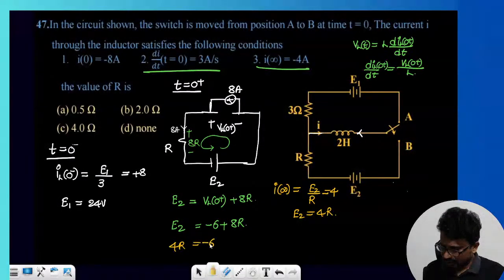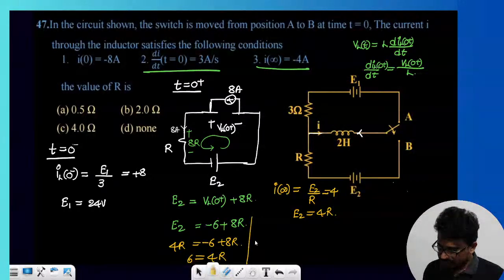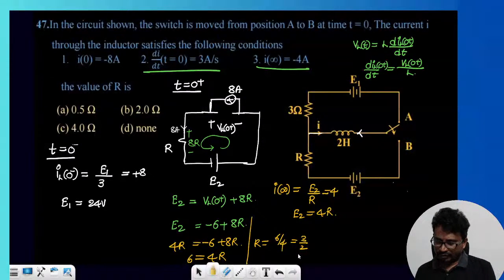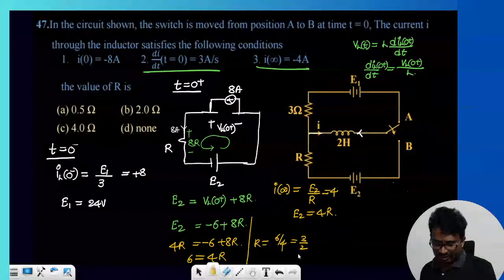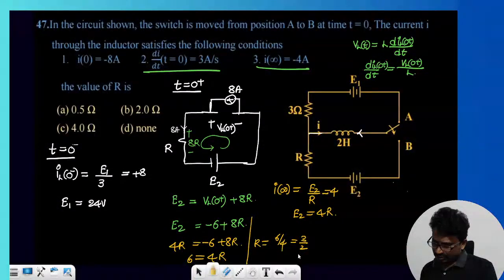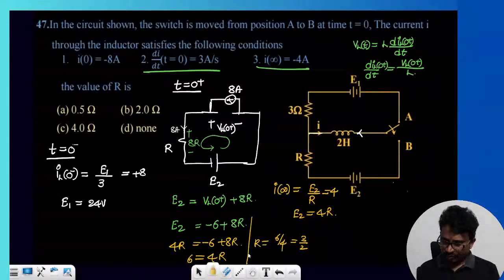Which is equal to minus 6 plus 8R. Then by simplifying this, 6 is equal to 4R. From this, R equals 6 by 4, which is equal to 3 by 2, 1.5. We need to find the R value. So sorry, what we are getting here is 1.5.